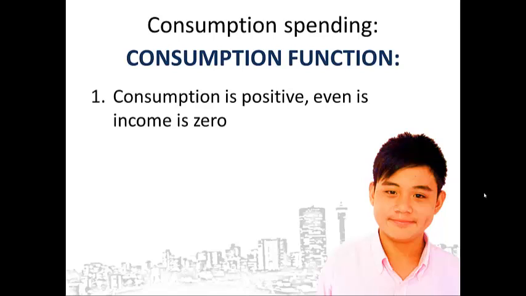1. Consumption is positive even if income is 0. If Yuan loses his job and has no income, he's still going to consume goods. He has to eat and he has to have clothes. He will borrow money or use some of his savings. We call this autonomous consumption and we symbolize it with a capital C with a little line above it.